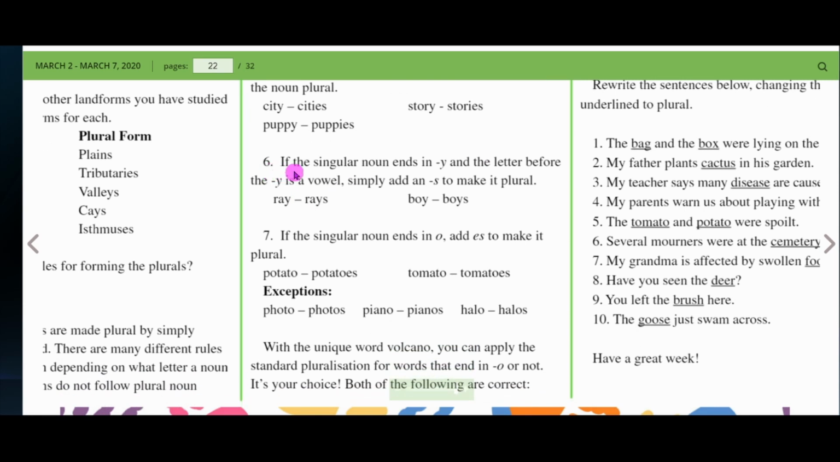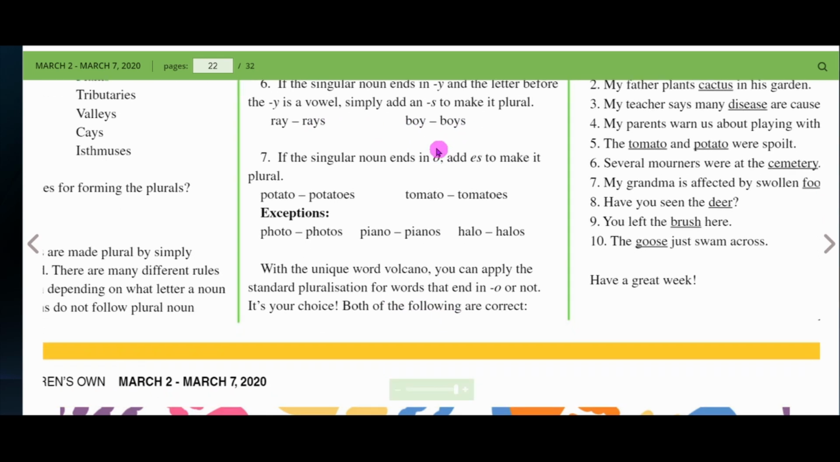Rule 6. If the singular noun ends in Y and the letter before the Y is a vowel, that is A, E, I, O, U, simply add an S to make it plural. So ray becomes rays. Just add S. Boy becomes boys.